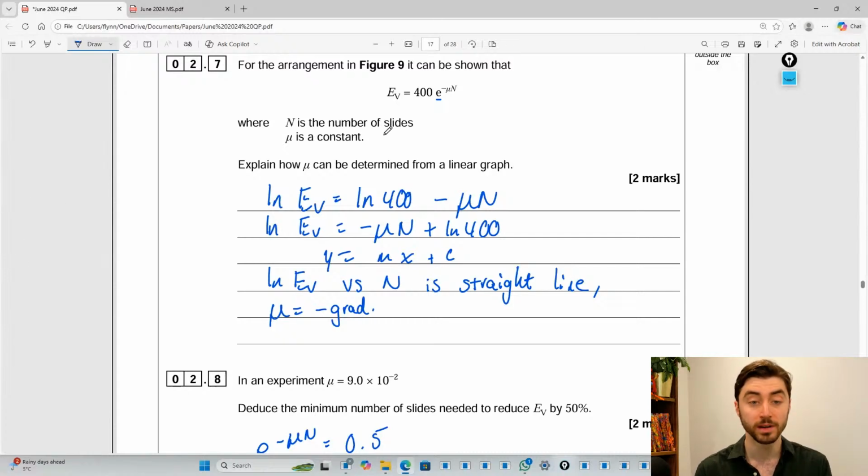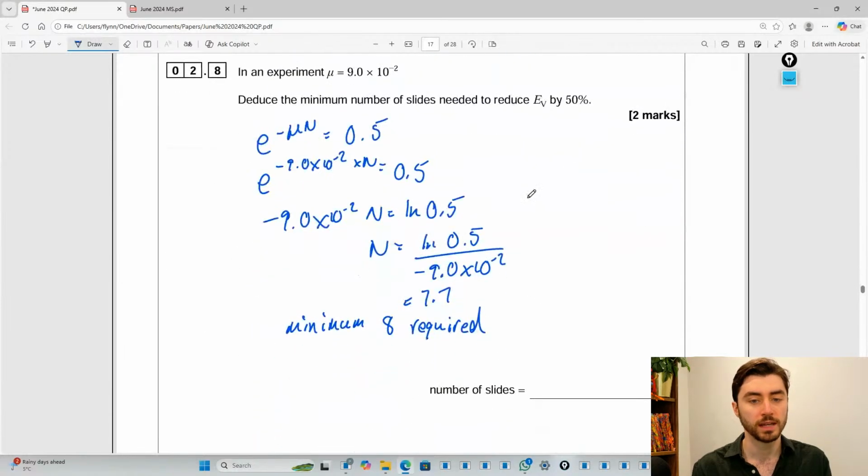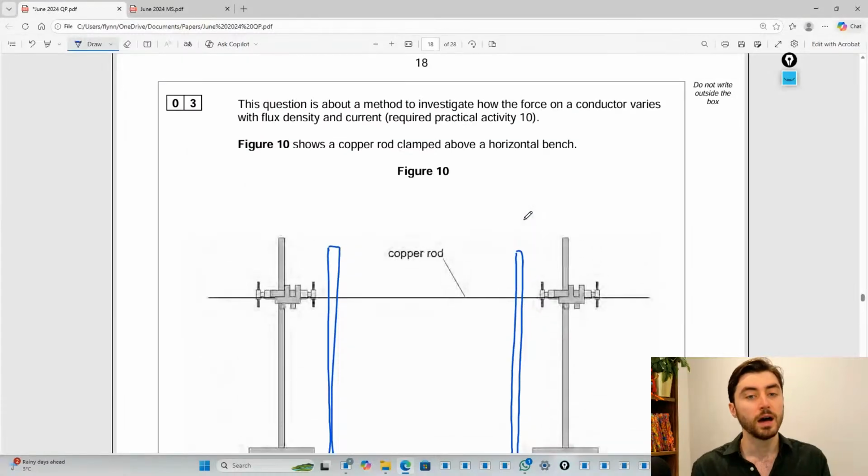Is that Euler's number? Yes, it is. 2.7 something, something, something. You use that a lot in the A-level syllabus. And you will see that number come up wherever you see exponential growth or exponential decay. So then here, got the minimum of 8.